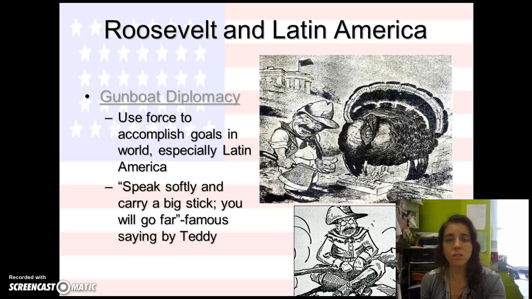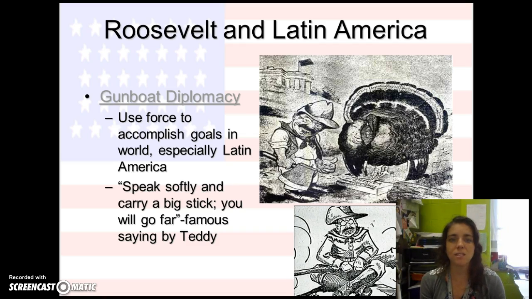Okay, so we're going to quickly go down through the presidents and talk about what kind of diplomacy they had. When you deal with diplomacy, that's how you deal with other countries. So, Roosevelt in Latin America. First of all, Roosevelt had gunboat diplomacy. He used force to accomplish goals in the world, especially in Latin America. That's what I was just talking about.